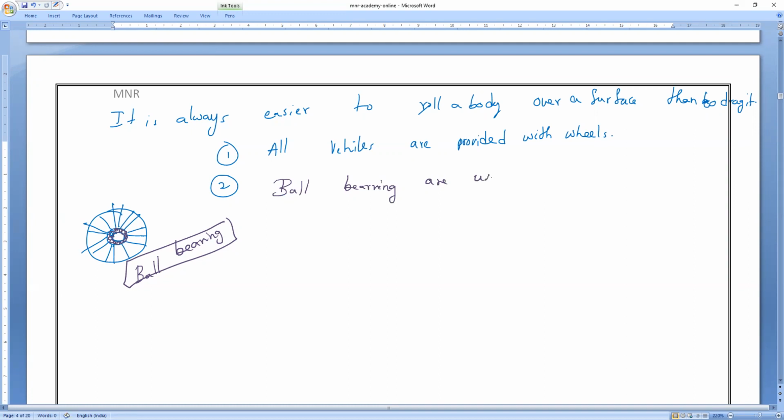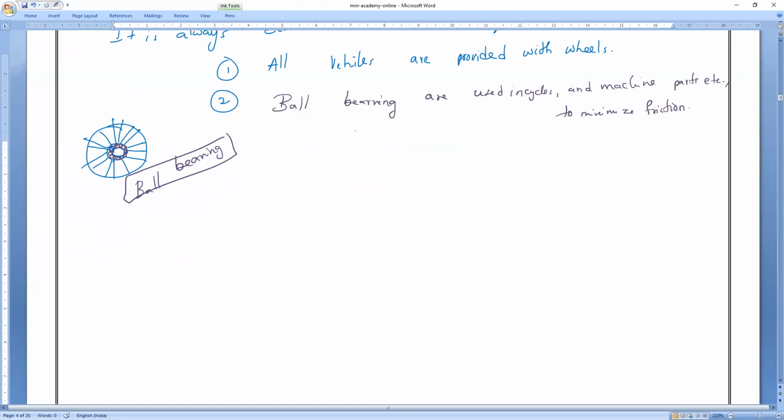Ball bearings are used in cycles and of course any vehicles. Many machines will use them, and machine parts, etc. To reduce what, guys? To minimize the friction. That is why we say rolling friction is the least friction. Is it okay, guys? All of you?